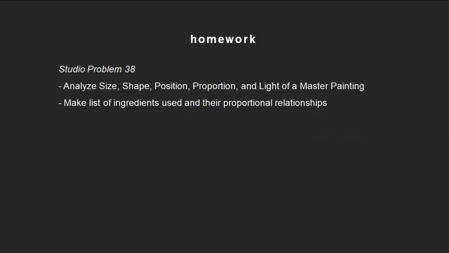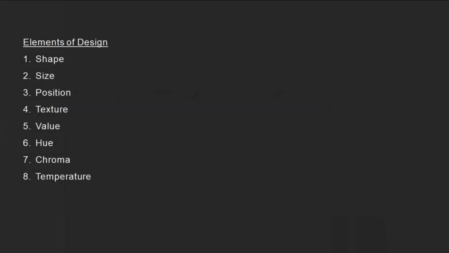This is a list of ingredients used and their proportional relationships. And what do I mean by that? We need to go back to our list of elements of design, right? This is what we started with at the very beginning of the semester. Size, shape, position, texture, value, hue, chroma, and temperature. We haven't dealt with hue, chroma, and temperature, and we're only just now in the last couple of lectures getting into value. Most of what we talked about is in regards to size, shape, position, and a little bit of texture as well.